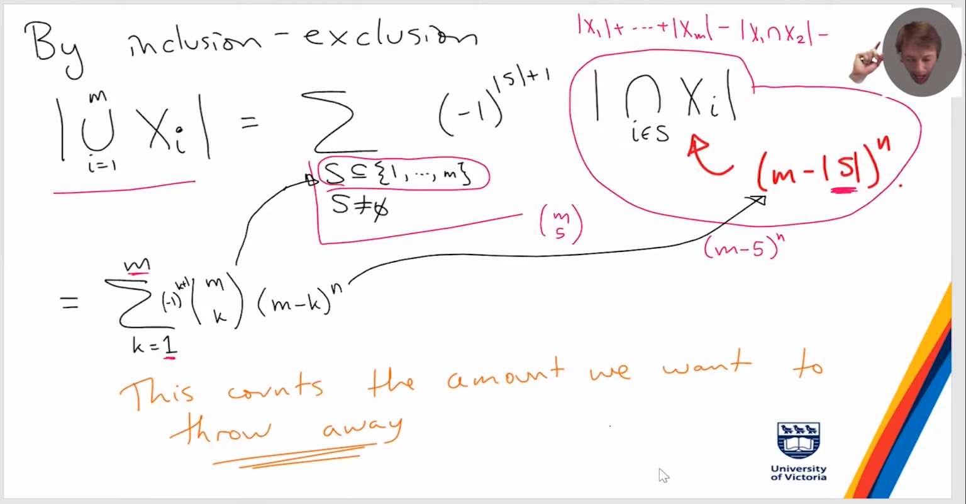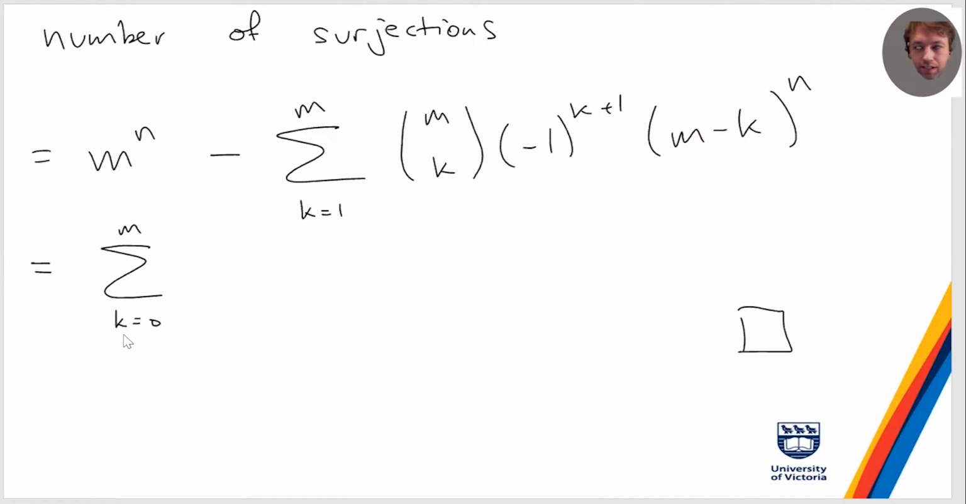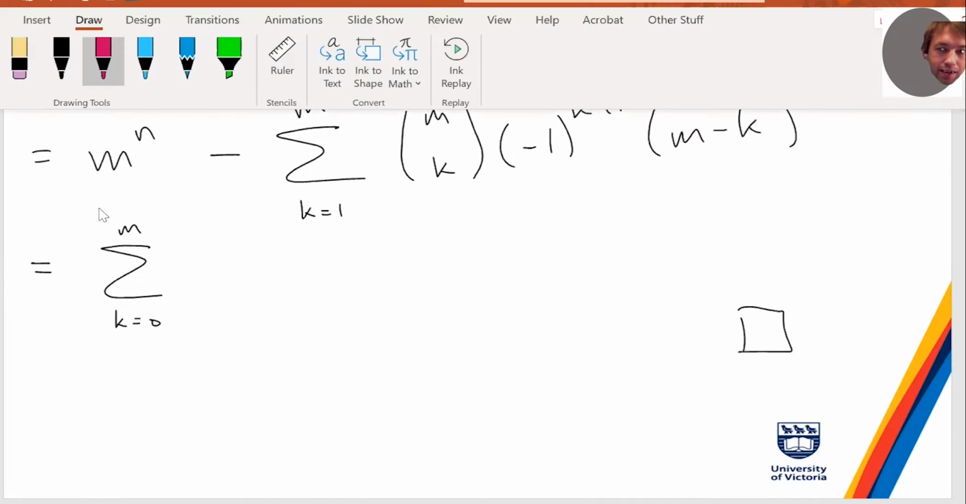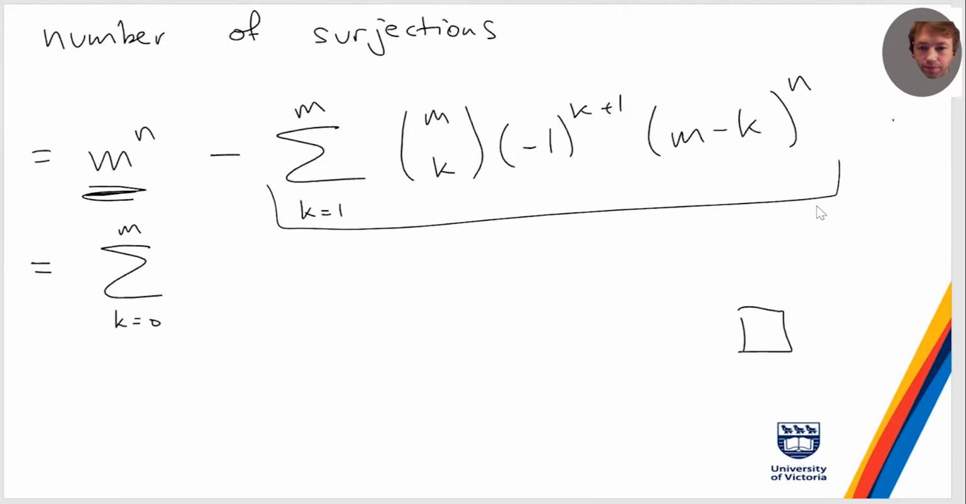Now, something we can't forget is that this counts the stuff we're throwing away, right? This is not the answer. This counts all the words that miss a letter, at least one letter. But we're supposed to count the words that don't miss any letters. So it's just counting the complement. So the number of surjections is m to the n minus this stuff, which, kind of magically, works out to a very nice answer.